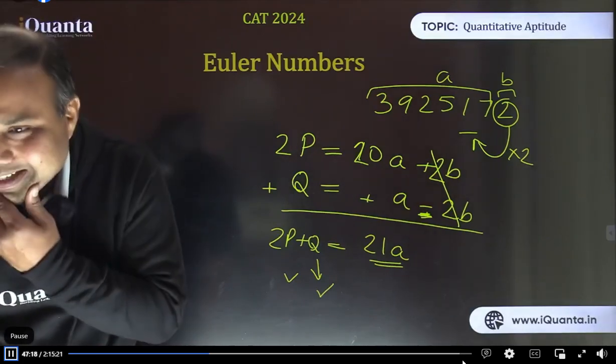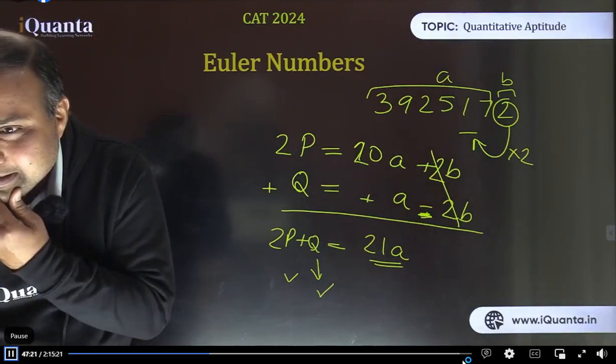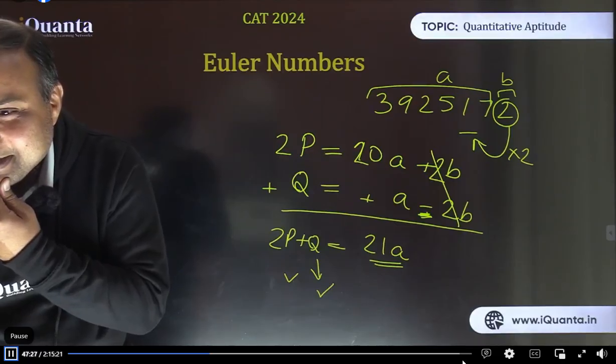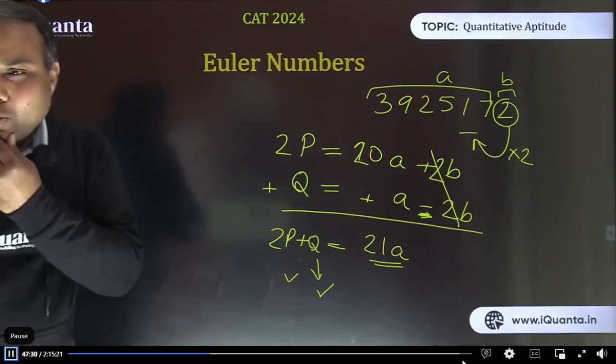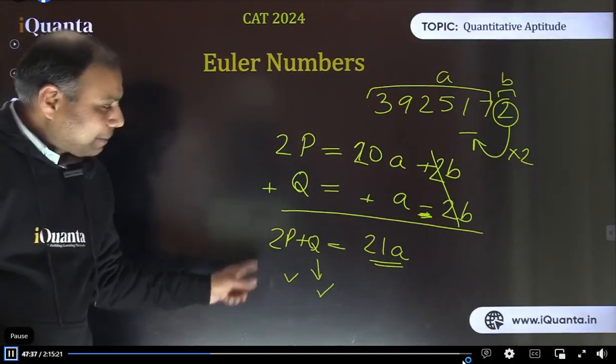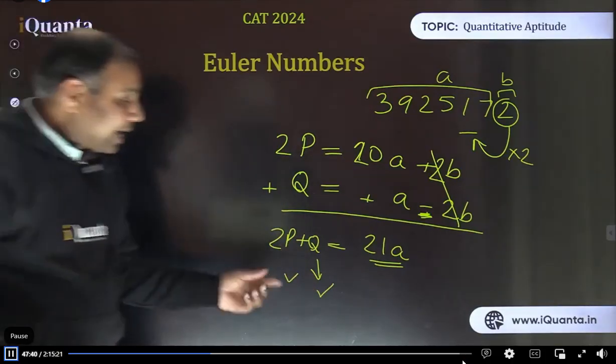Do you know what the question is, Stuti? Yes, it is divisibility rules. Exactly. If q is divisible by 7, then p also has to be divisible by 7. But if q is not, then p is also not. Why? Because their sum is 21a.